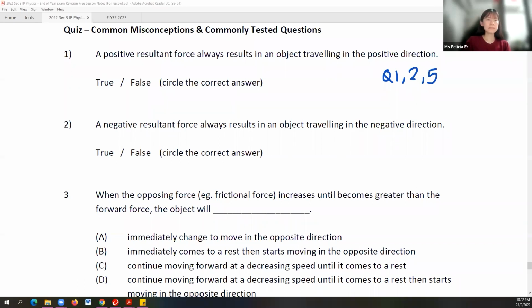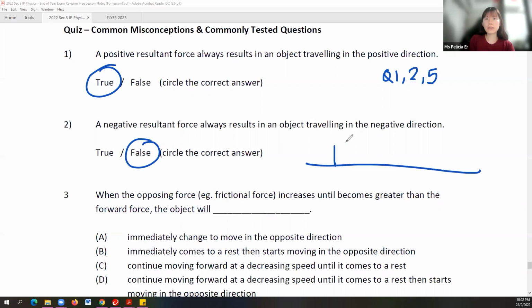Okay, since more than half of you have completed, I shall go through the answers now. So this is true, this is false. I think the first one is easy. The second one, the reason is because, they say that a negative resultant force always results in an object traveling in the negative direction.